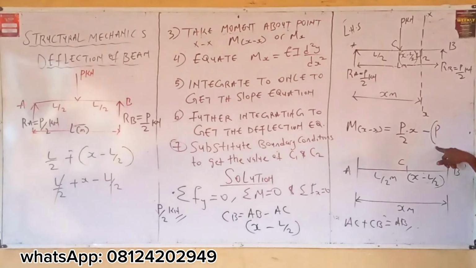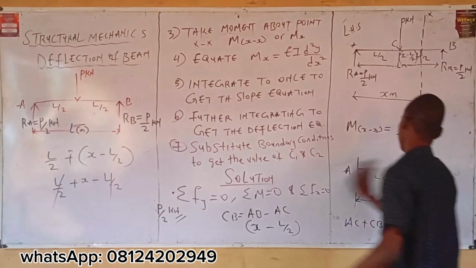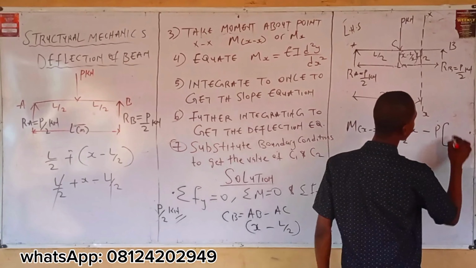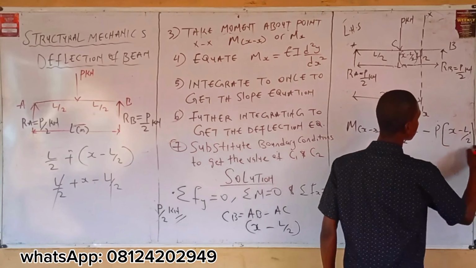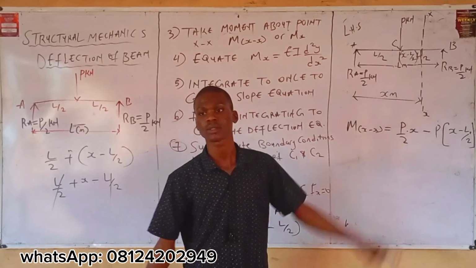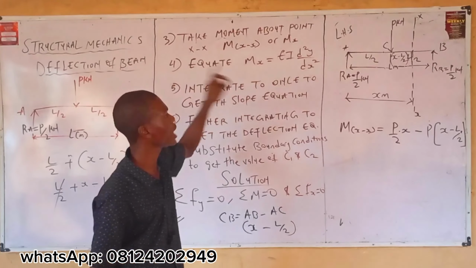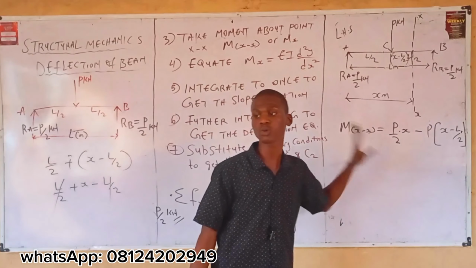Negative open bracket. The force is what? P. Now what's the distance? Just solve it, finish. That's open bracket x minus L over 2. And this is step what? Step 3 is what? Take moment about the point being the section and denote it as MXS. And that's what we've done.